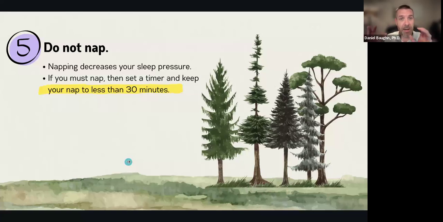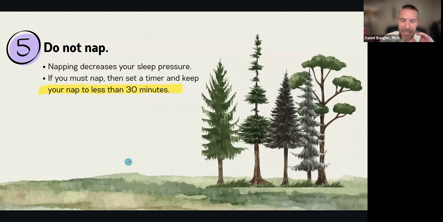Now, if you do have to nap, I'm a huge fan of power naps. What I mean by that is setting a timer and keeping your nap to less than 30 minutes. Now, you might ask, why 30 minutes? The real reason has everything to do with your sleep stages. We do know that when you're in N1 and N2, you're more easily awoken. And remember how I said N3 is a little bit harder?